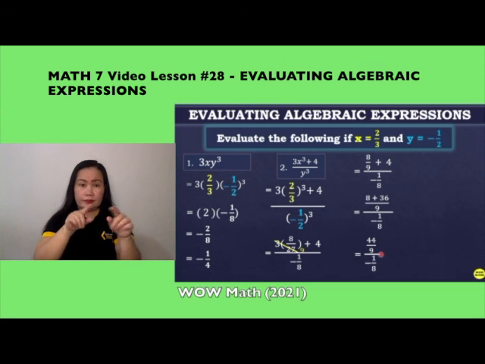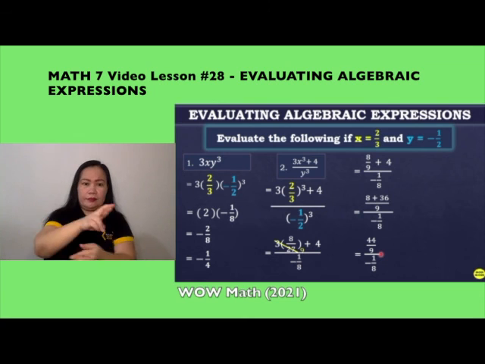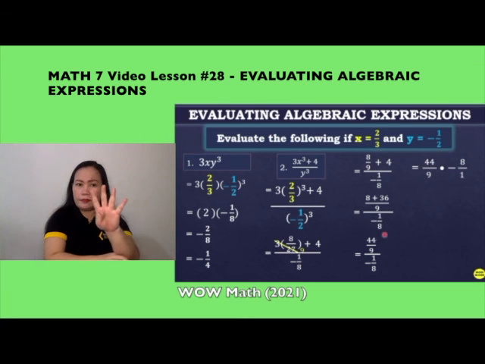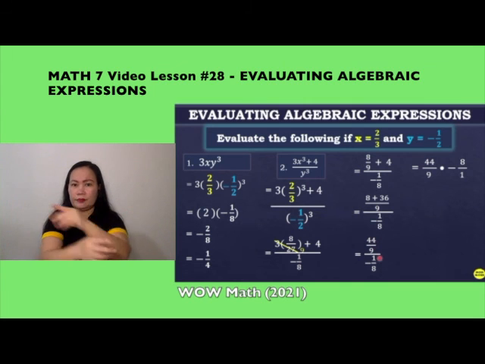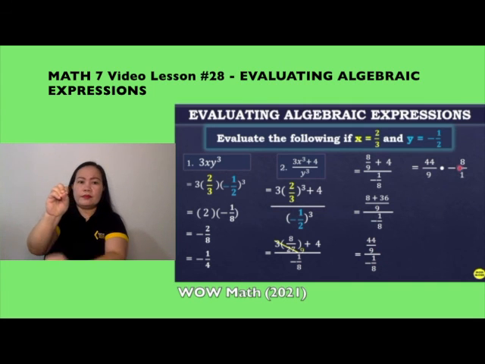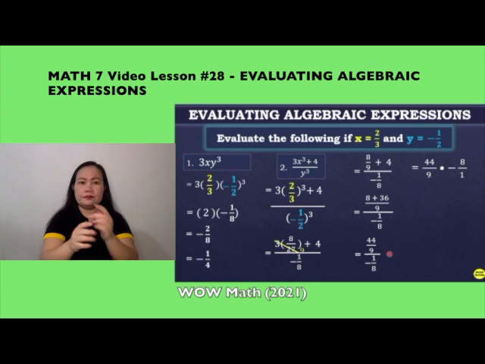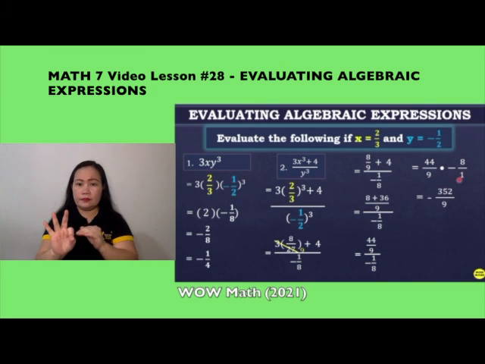Now, when we are dividing fractions, we are getting the reciprocal of our denominator. So, 44 divided by 9, and then reciprocal ng denominator natin, so negative 8 over 1 yun. And then, proceed to multiplication. Okay? So, kapag nagdi-divide tayo ng fraction, kunin yung reciprocal ng denominator and then proceed to multiplication. Okay. So, 44 times 8, that is 352. 9 times 1, that is 9.